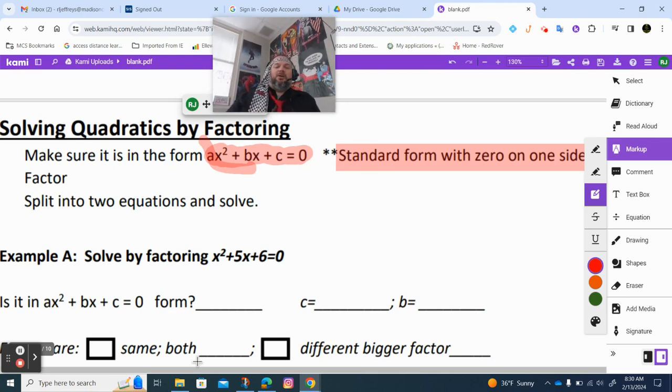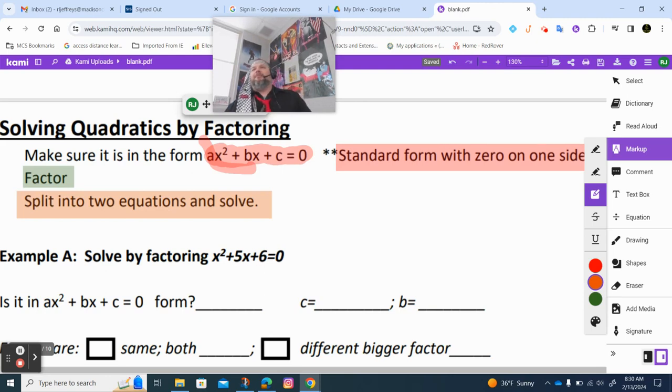But first we have to do this. Then we're going to factor like we have been before, just like we did our warm up. And then we're going to split into two equations and solve. Okay. Now, those steps seem pretty straightforward, but of those three things, which one do you think actually has more steps than the other ones?